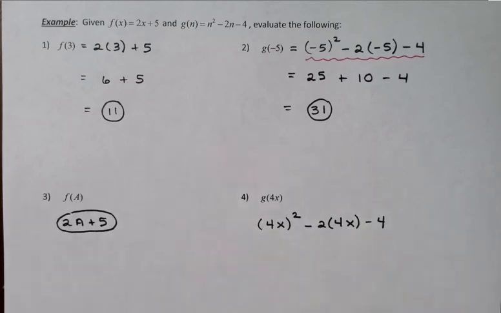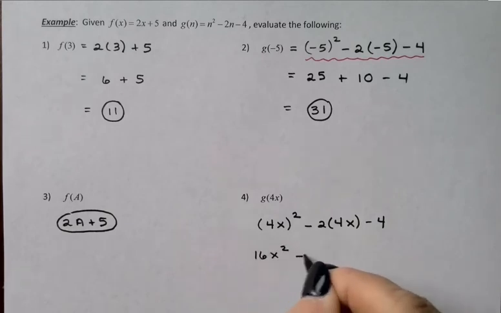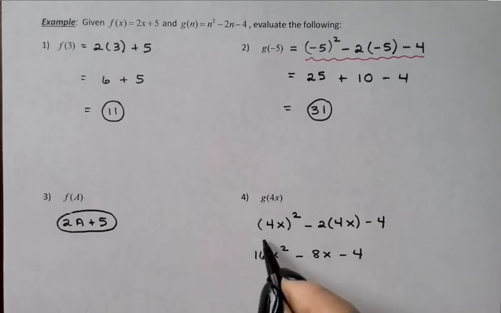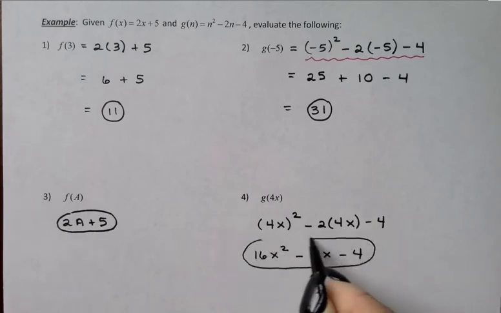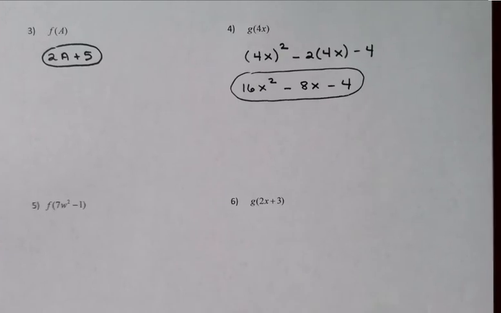If I simplify this one just a little bit, 4x times 4x would be 16x squared. And then I'd have a minus 8x and a minus 4. And no more like terms, so that's as good as that one's going to get. All right, a couple more.